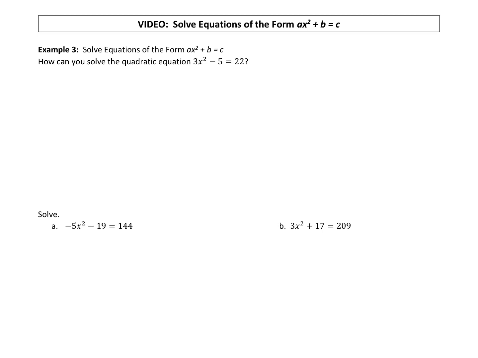Okay, so with each example, we're just kind of adding on to our equations a little bit. Now we're going to solve equations of the form ax squared plus b equals c. Here's what this equation might look like. I am just going to rewrite this so I can work with it. We have 3x squared minus 5 equals 22. So how can we solve this?